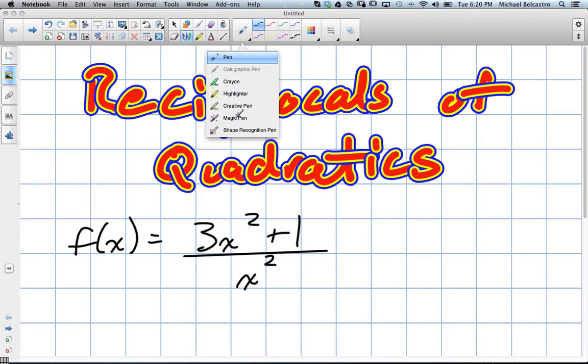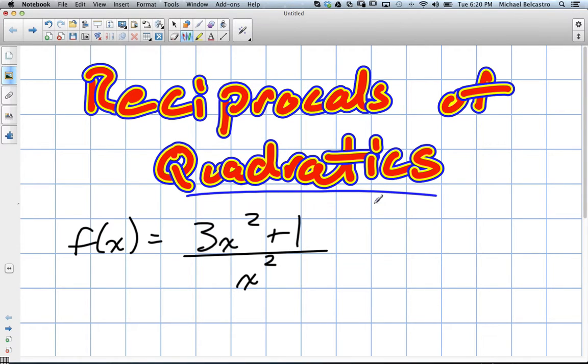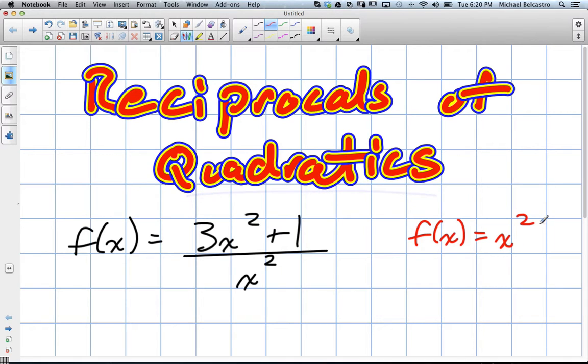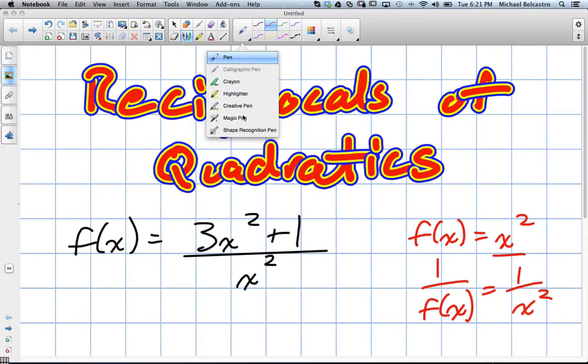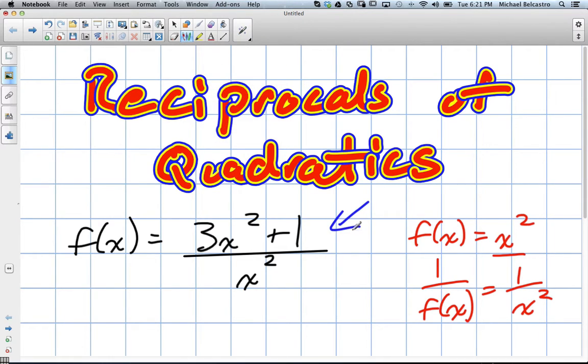Okay, so let's go over reciprocals of quadratics. Now, normally a quadratic function would be something like f(x) = x squared. That's a really basic one. And a reciprocal function is 1 over f(x), which essentially means this value here is just 1 over a quadratic. This looks very different. In fact, this looks very much like a rational function.